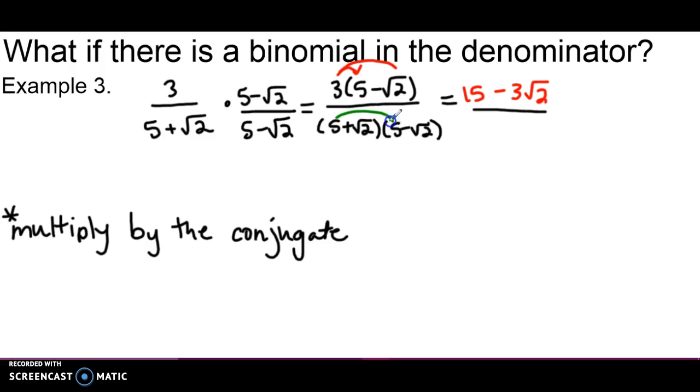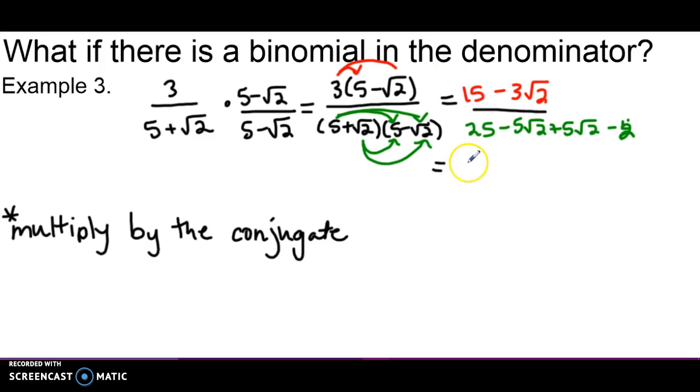So I'll have 5 times 5, which is 25, 5 times negative square root of 2, which is negative 5 square root 2, and then square root 2 times 5, which is positive 5 square root 2, and then square root 2 times negative square root 2, which ends up giving me a negative 4, or excuse me, a negative 2. So now what I need to do is go ahead and simplify. So combine like terms on my denominator and on my numerator.